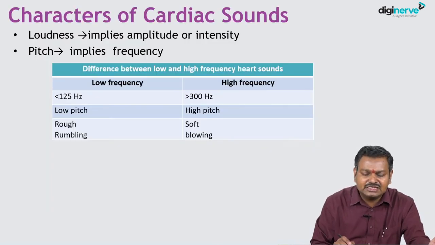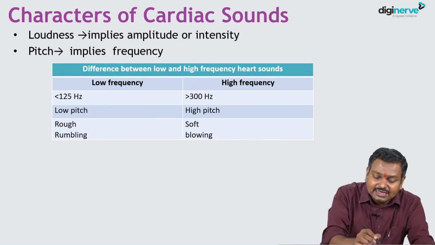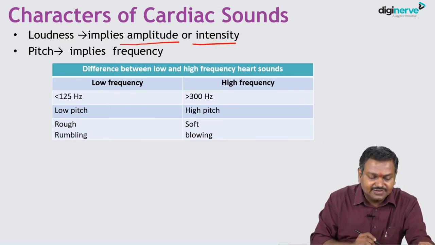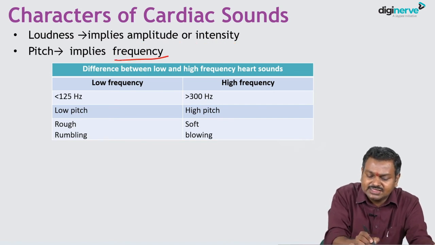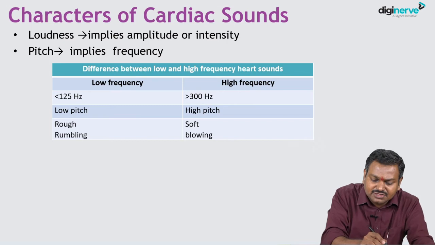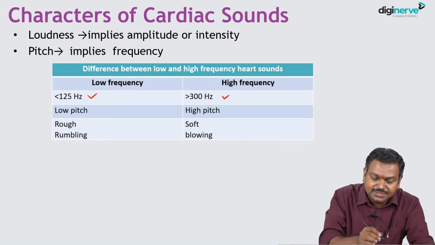Coming on to the characters of the cardiac sound. You have two words that you have to remember. One is the loudness of the sound, which implies the amplitude or the intensity, whereas the pitch implies the frequency. So there are differences between low and high pitched sounds. The low frequency sounds have a frequency of less than 125 Hz, and the high ones are more than 300 Hz. So low pitched and high pitched.